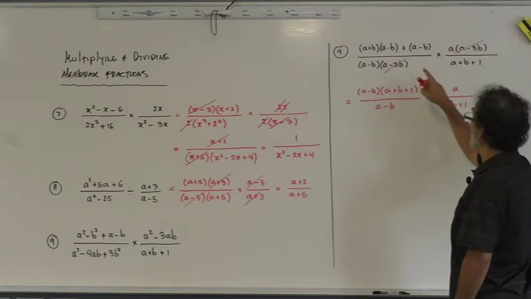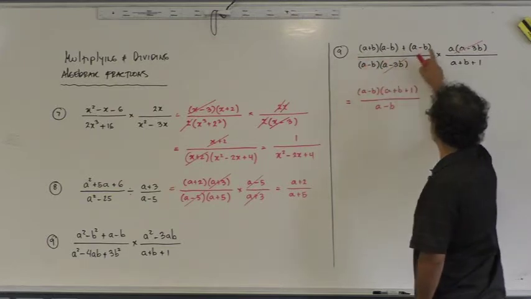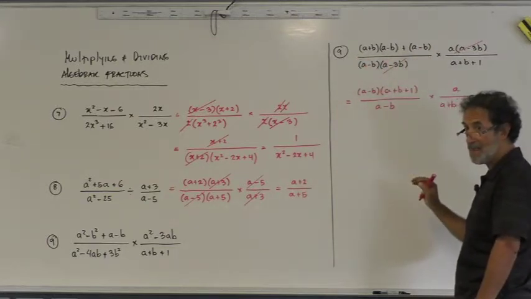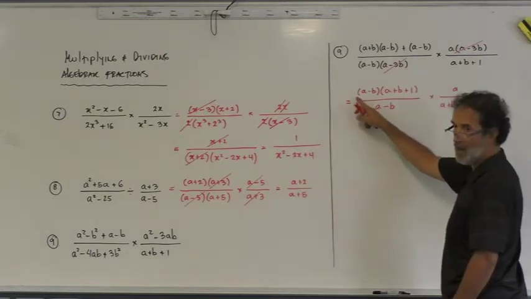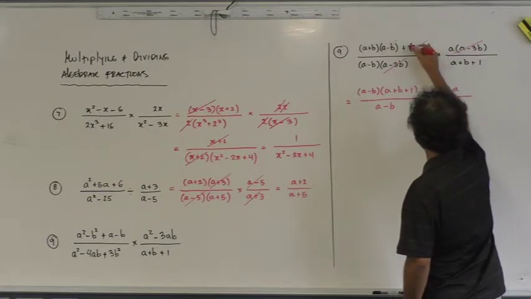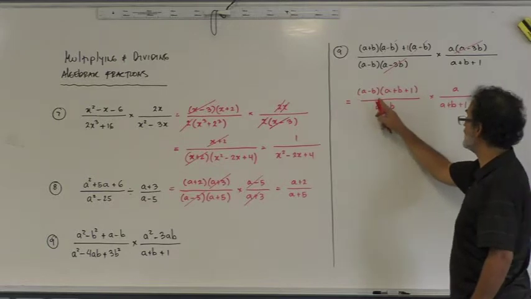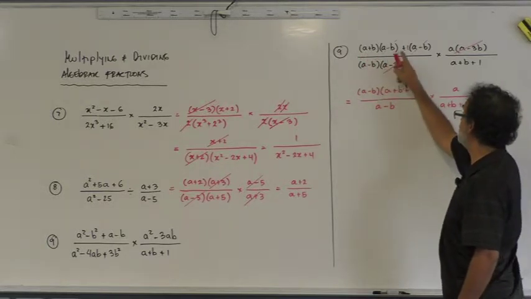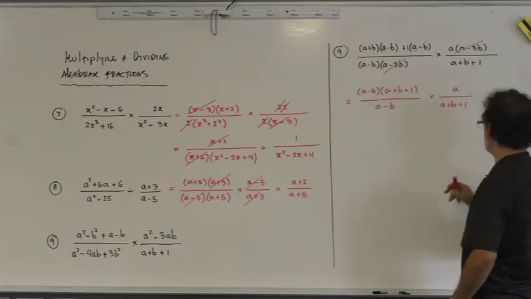Now, can you see that the common factor between these two expressions is a minus b? Is that clear? Okay, so we're going to take a minus b out. In here we got 1. So you have a minus b, and then what is left? We got a plus b plus 1. I know that is tricky.